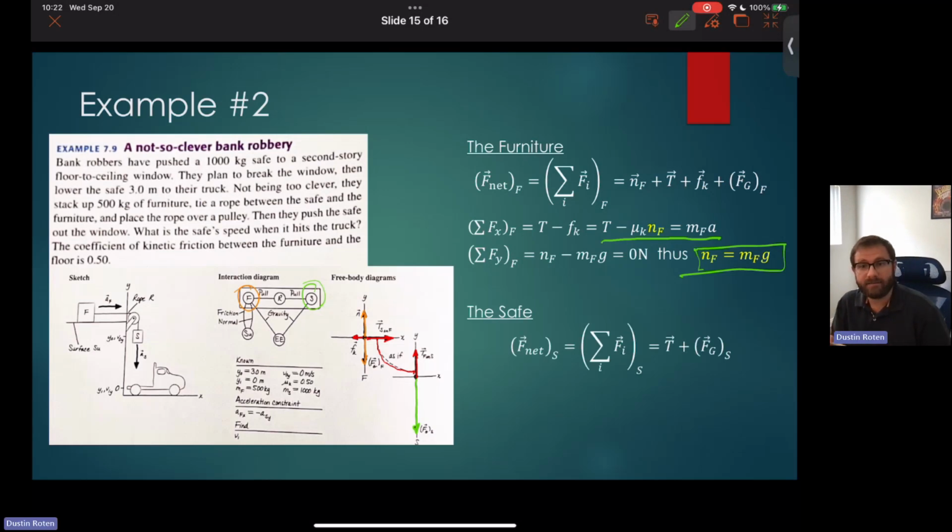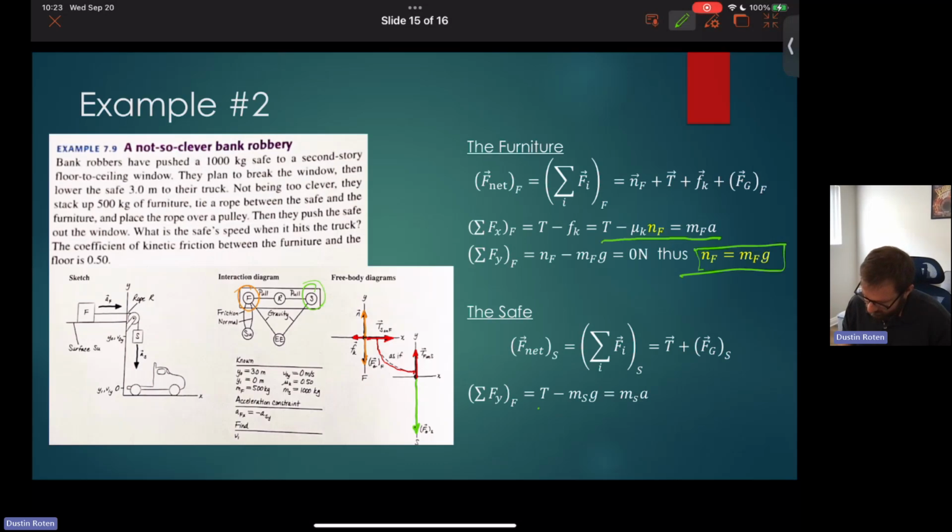Now, as far as the safe, we have just those 2 forces acting on it. So in the y direction, we have essentially tension up from the rope and then the weight down. This is also accelerating, right? As the safe falls, the furniture moves. So this is going to be another F equals ma, Newton's second law.